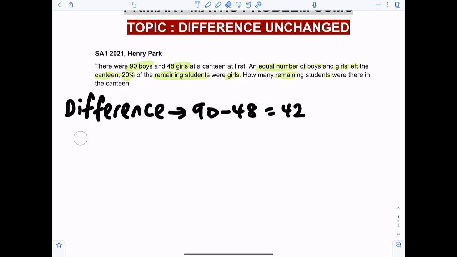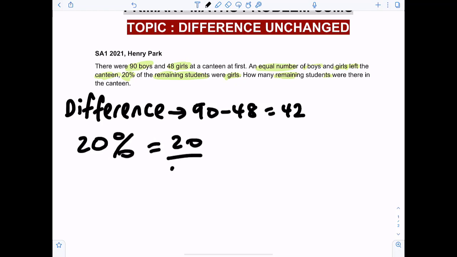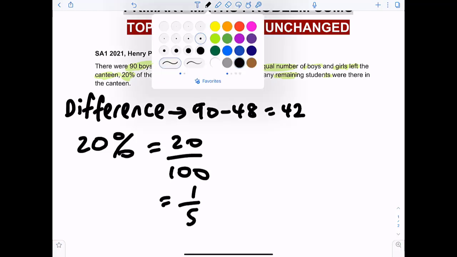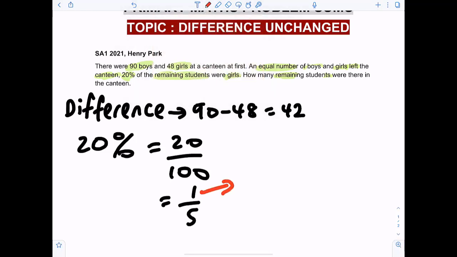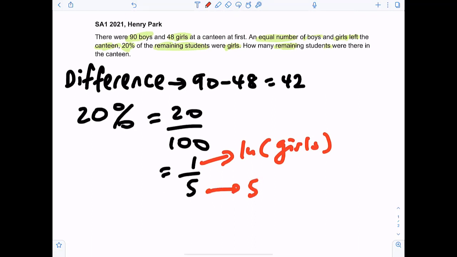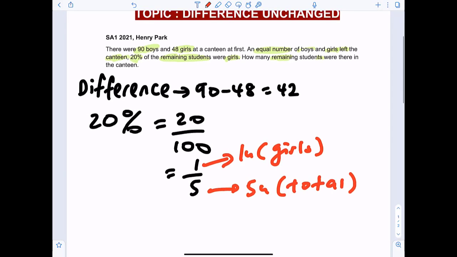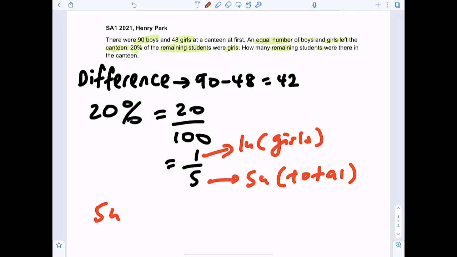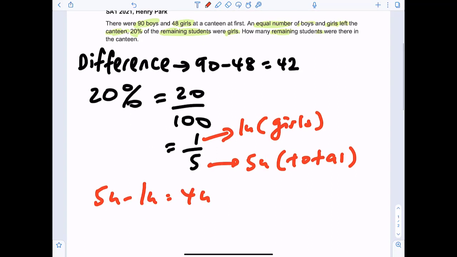So if 20% of them were girls at the end, how much fraction is that? That will be 20 out of 100. That will be 1/5, which means that 1 unit will be for girls in the end out of a total of 5 units. And this tells us that the boys will be 5u minus 1u. That will be 4 units of boys.